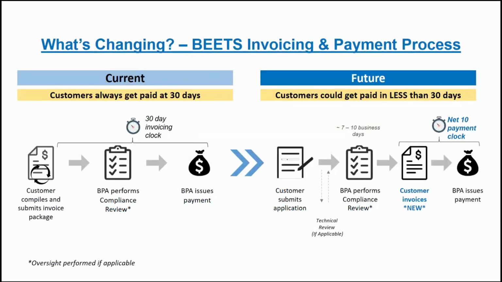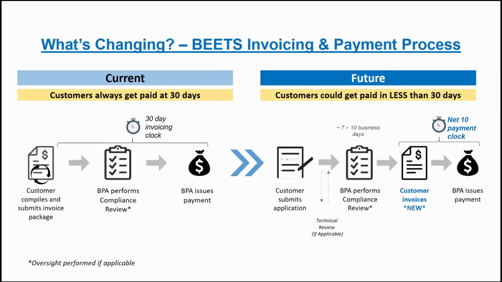Before getting into the system, I would like to walk through some key changes to the BEETS invoicing and payment process. In the past, customers would compile all necessary information, documentation, and approvals before submitting the invoice package to BPA. This kicks off a 30-day invoicing clock during which BPA will perform compliance review and oversight if needed, and subsequently issuing payment. In BEETS, customers will now submit application information directly into the system.